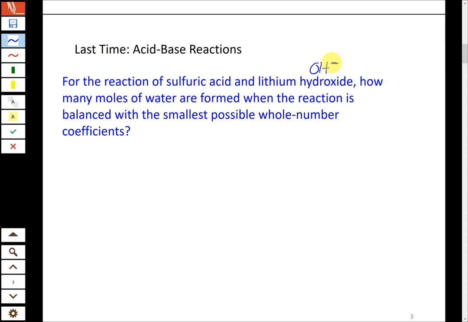So when we balance this one out, we have sulfuric acid as the acid, which comes from SO4 2-.